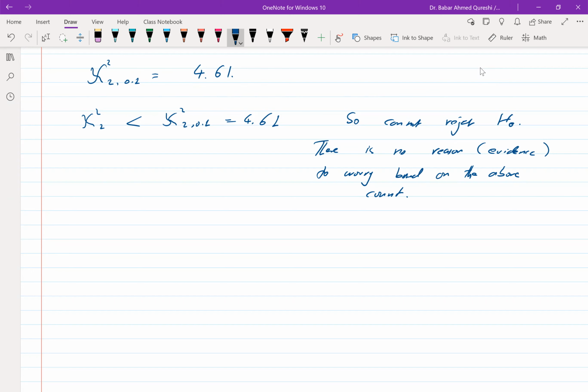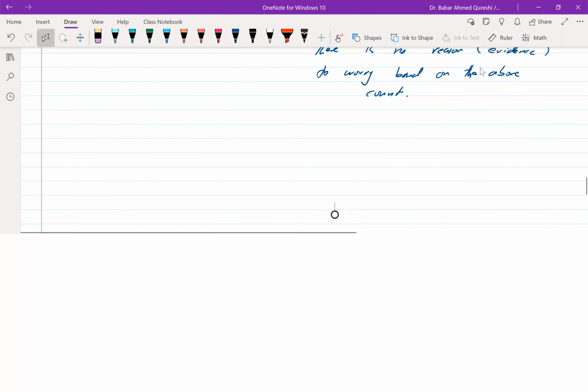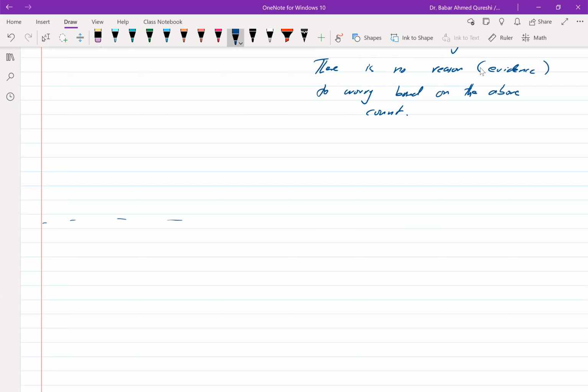Now, based on these chi-square goodness of fit tests, we can do a certain different kind of problems. And those problems correspond to tests for independence of characteristics.